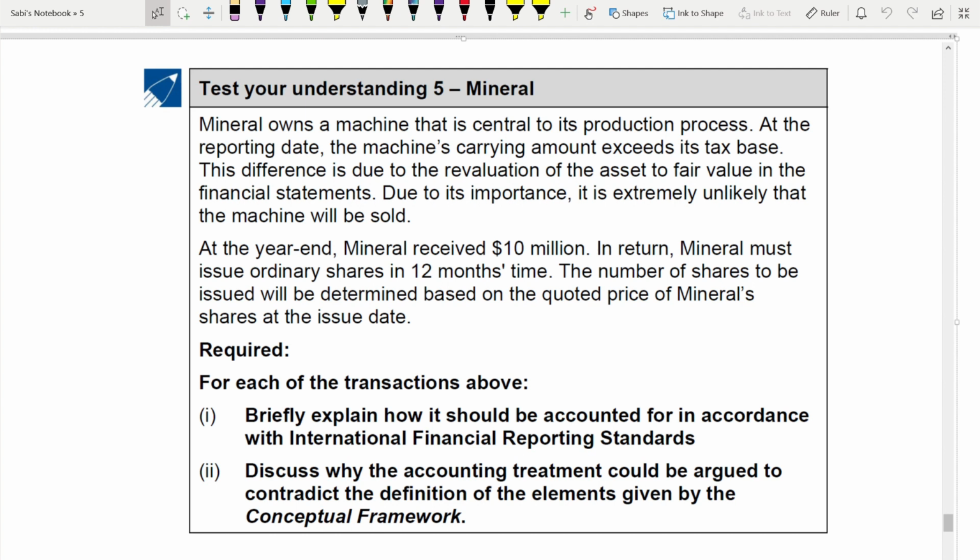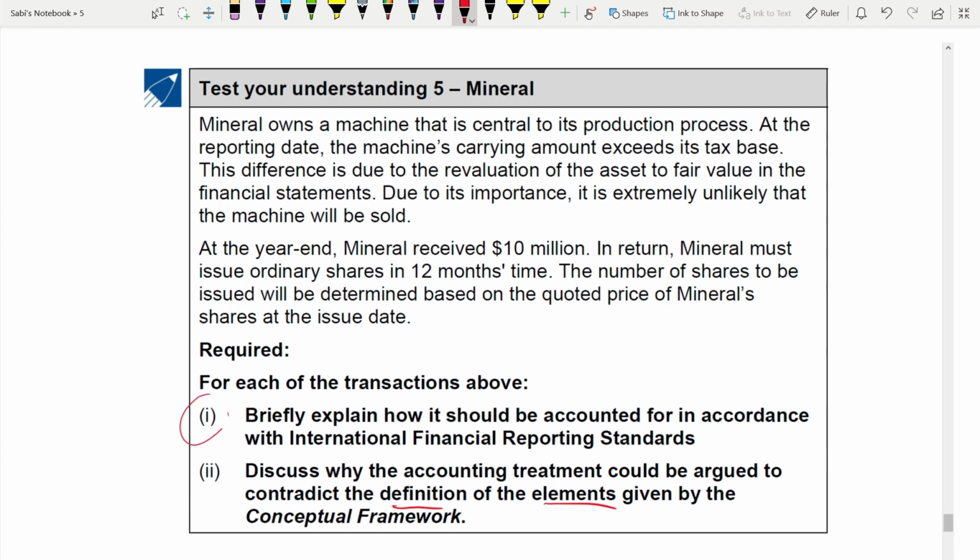Definition of elements means what? For example, how they have defined assets, liabilities, income, expenses, equity, the way the conceptual framework has defined them. But this accounting treatment is differing from that. Why, you have to explain. Before we go to the second, let us first deal with the first one.